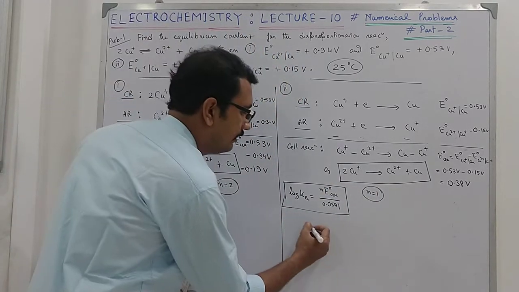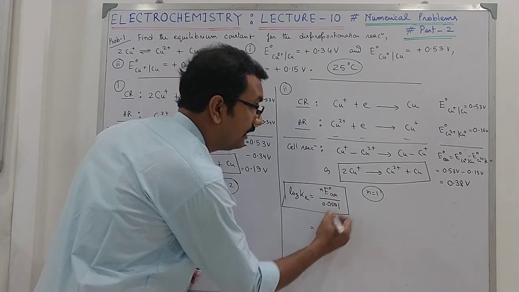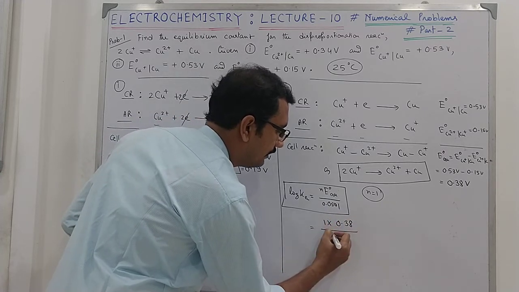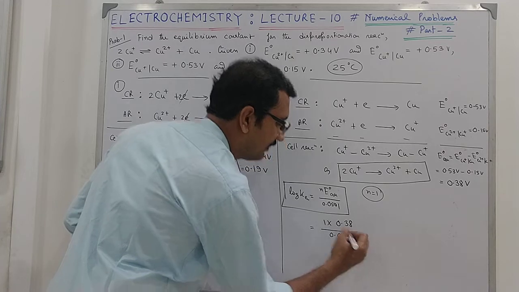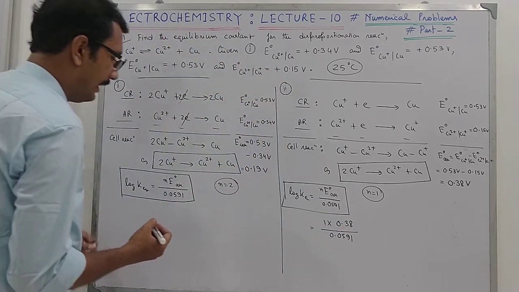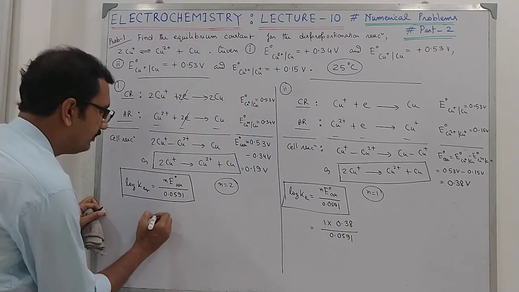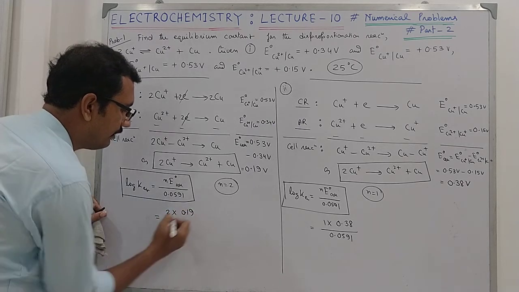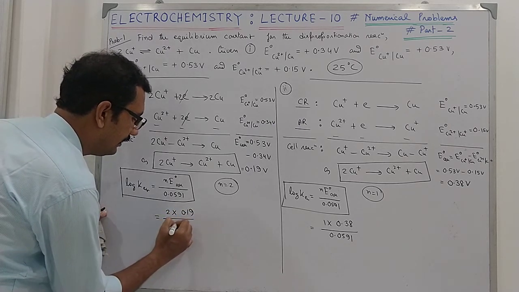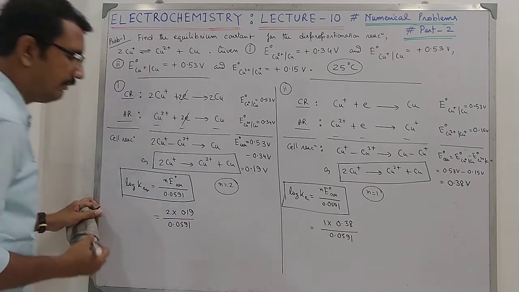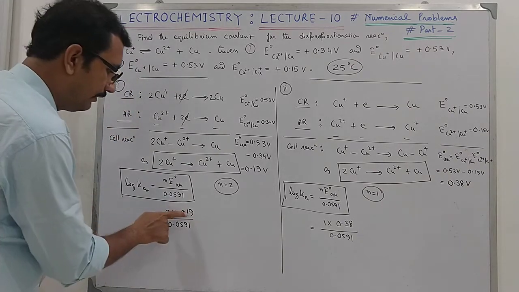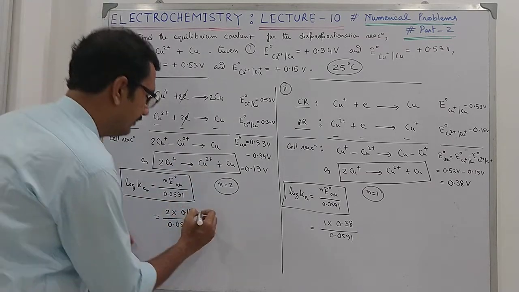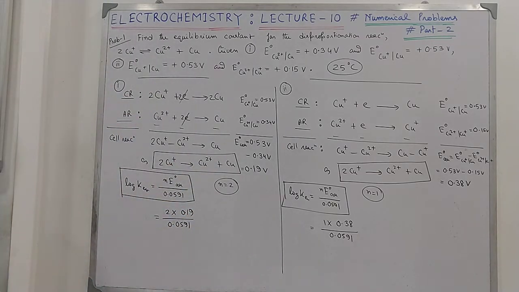Now you put the values: this is n equal to 1 into 0.38 over 0.0591, and here it will be 2 into 0.19 over 0.0591. So you see, 0.19 into 2 is actually 0.38. So you have to use the calculator here.